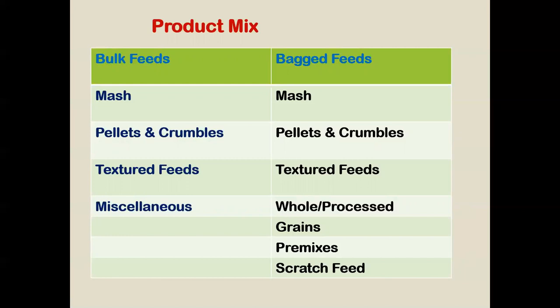Like that, bagged feed: mash, pellets, crumbs, textured feed, whole as well as processed feed. Whole feed like grains, premixes, processed feed, starch feed. So this comes under the bagged feed.